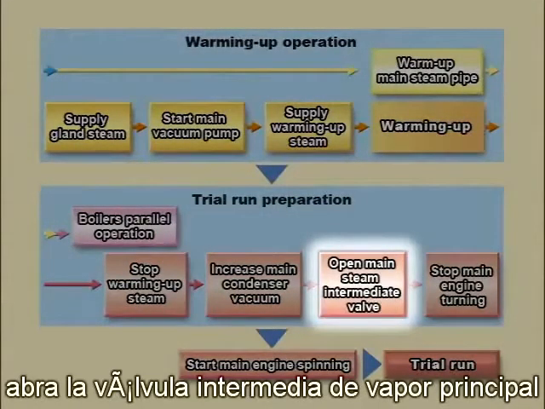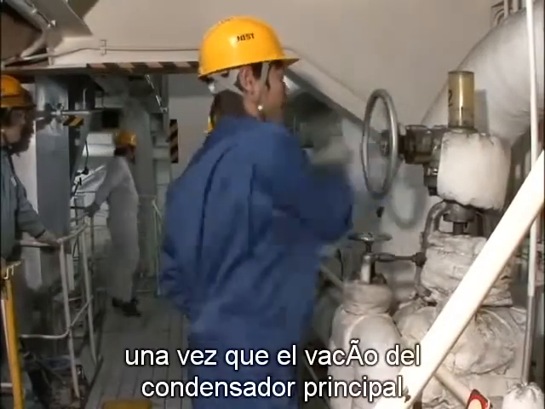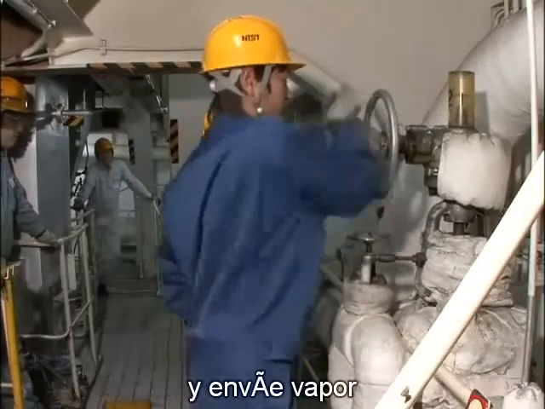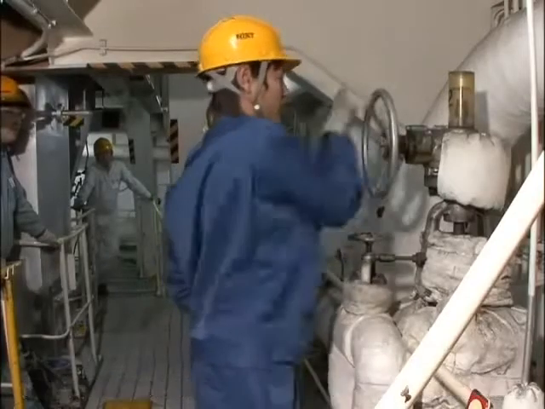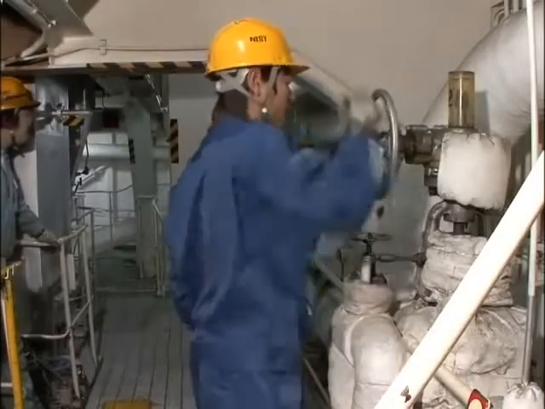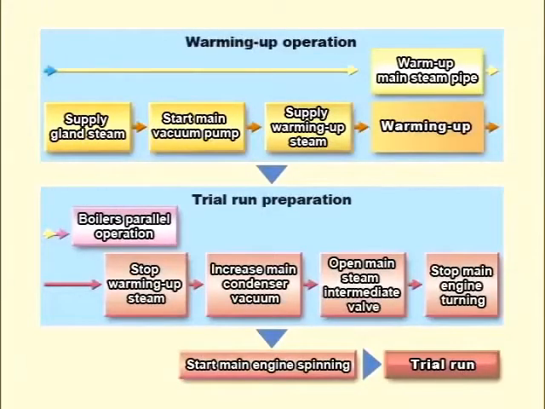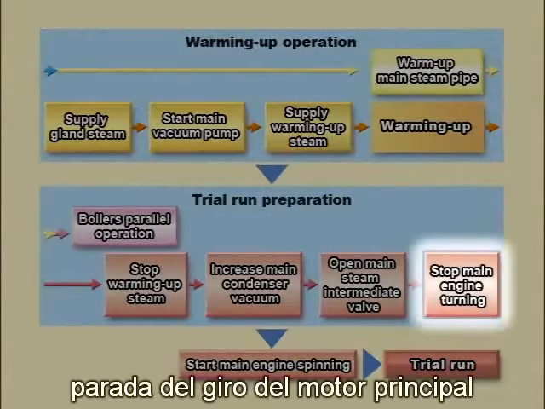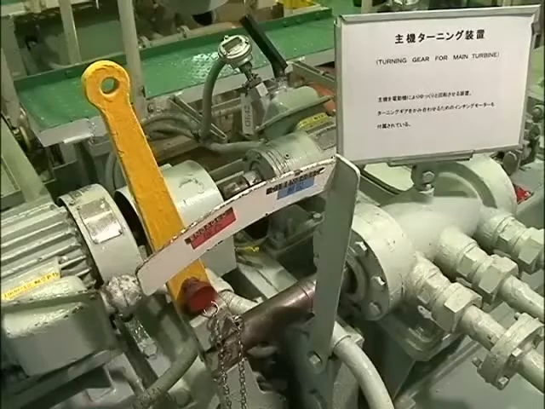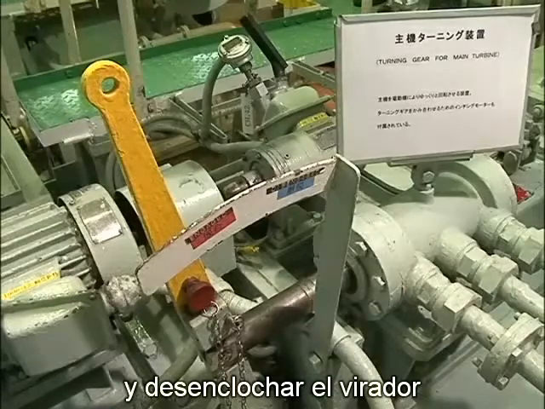Open main steam intermediate valve. Once vacuum of the main condenser has risen sufficiently, open the main steam intermediate valve and send in steam as far as the maneuvering valve. Stop main engine turning. Stop main engine turning by remote control from the control room and disengage the turning gear.